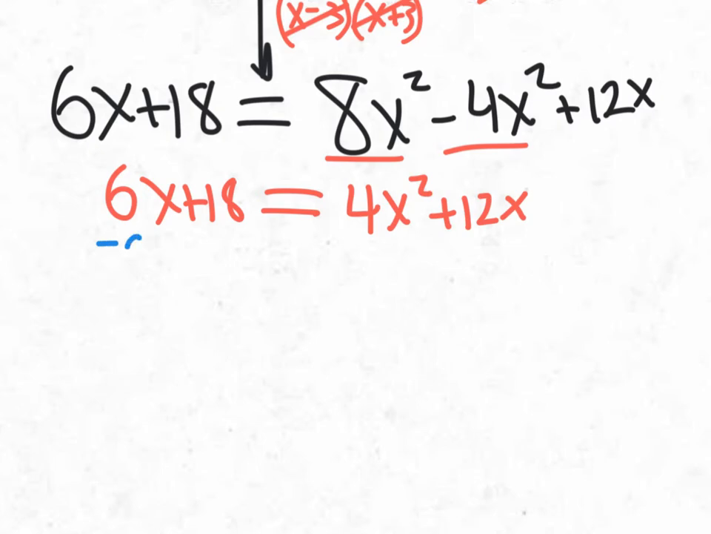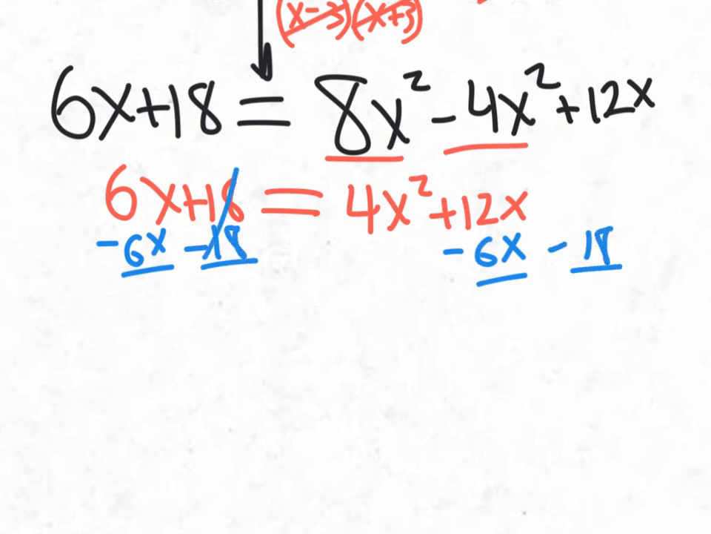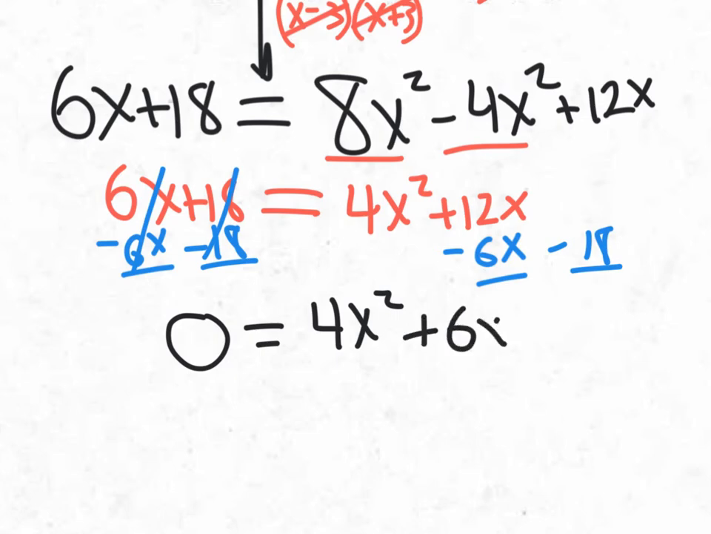I want to subtract 6x, and I'm also going to subtract 18 and subtract 18. Once again, it's two steps in one. Don't mess up. I usually do. So this canceled, that cancels. What do we have? We have 0 equals 4x squared plus 6x minus 18.